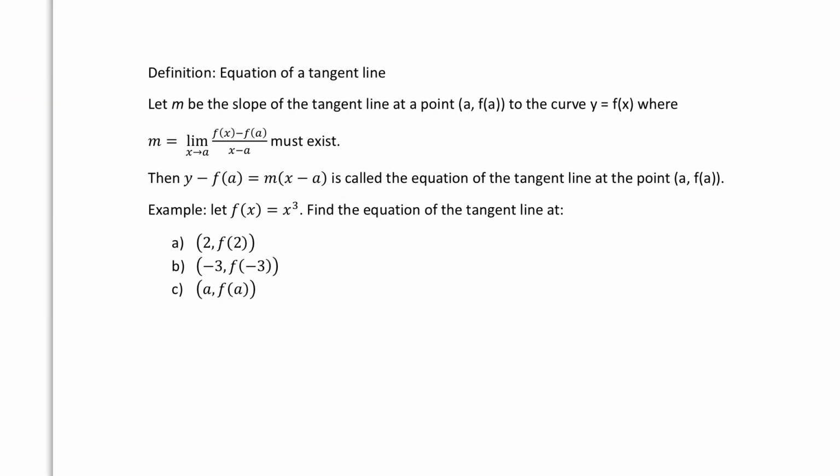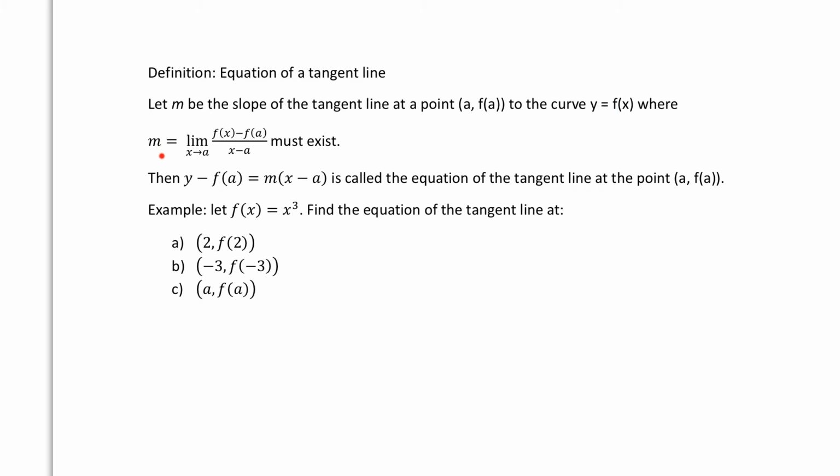Now, if you remember on Desmos, we had to find that negative 16. I had to put that onto the equation, and that made it a little tricky to graph. That's because all we've done so far is come up with the slope of the tangent line. We also need to get the equation of the tangent line. So the equation of the tangent line is as follows. Let's let m be the slope of the tangent line that we've already found, and we're going to have it at a point a, f of a, to the curve y equals f of x.